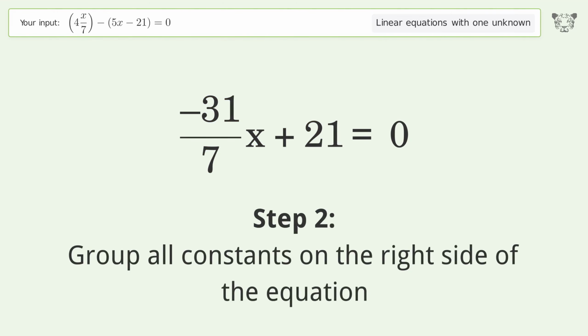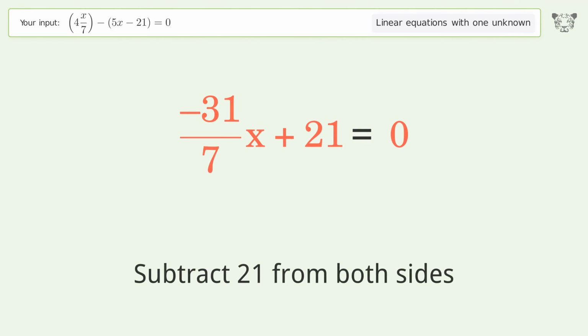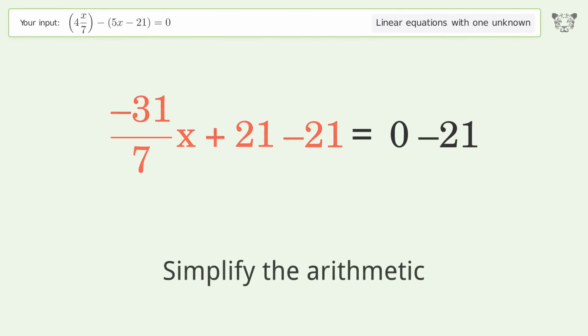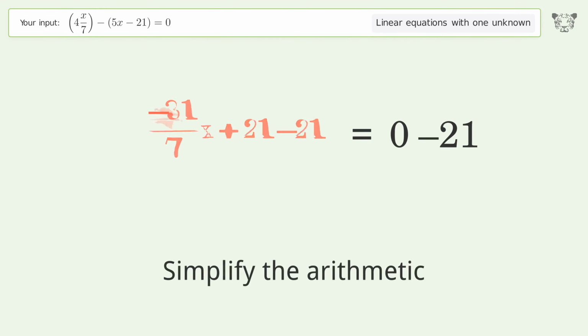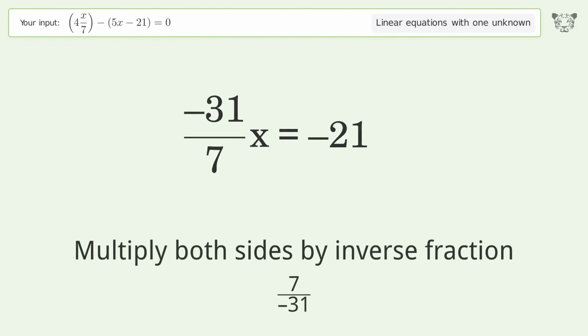Group all constants on the right side of the equation. Subtract 21 from both sides. Simplify the arithmetic. Isolate the x. Multiply both sides by inverse fraction 7/31.